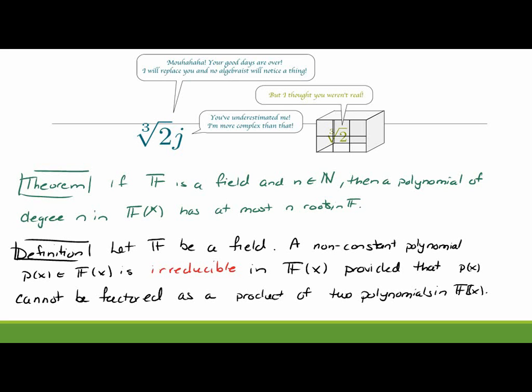So if you have a field and a non-constant polynomial, we call that non-constant polynomial irreducible in the polynomial ring, provided that p of x cannot be factored as a product of 2 polynomials in that polynomial ring. So you can't factor it the way we factored. I had you just do some computations to factor so you know what I'm talking about.